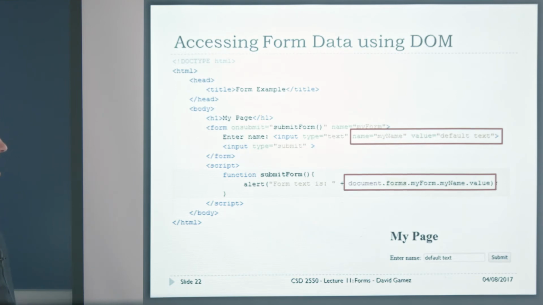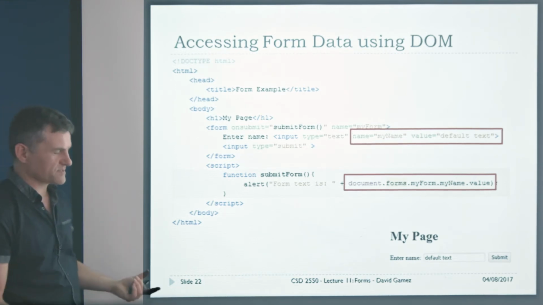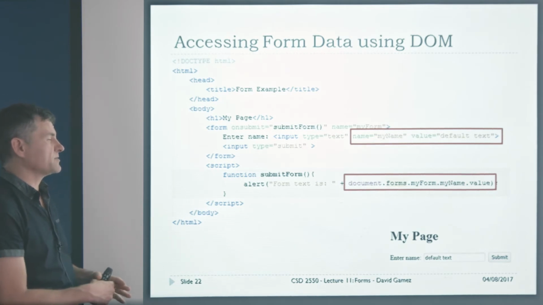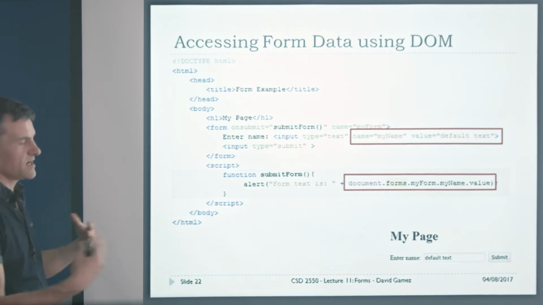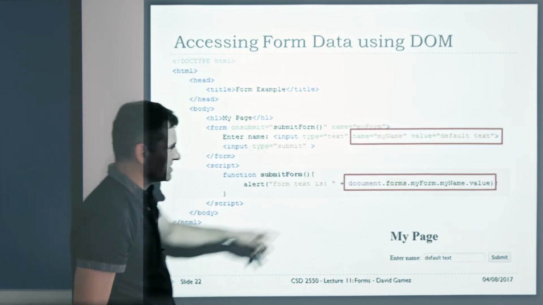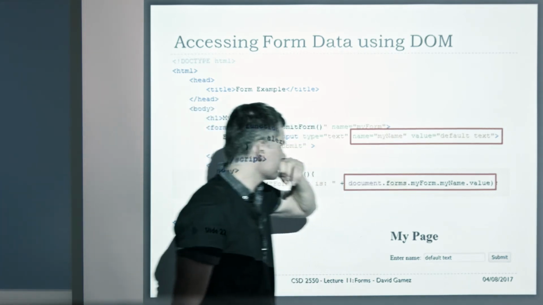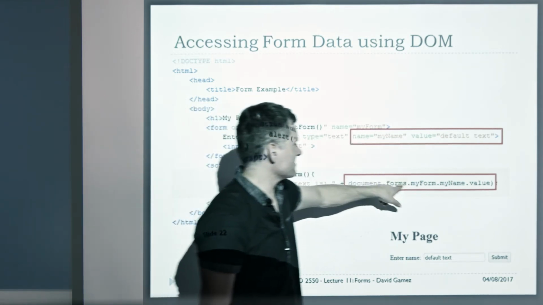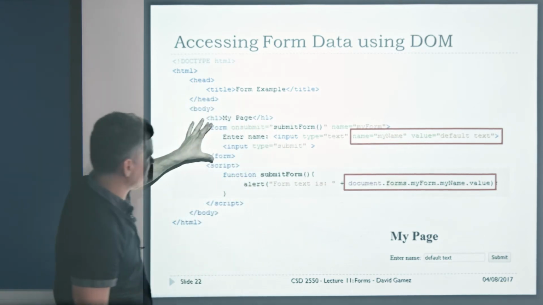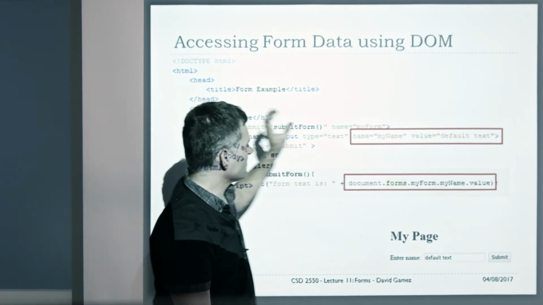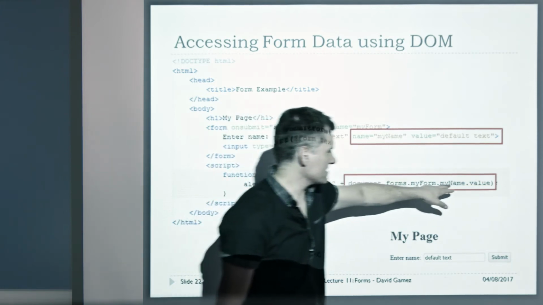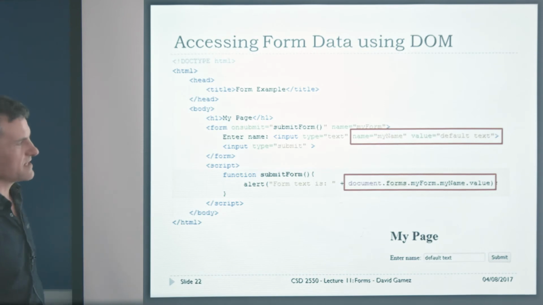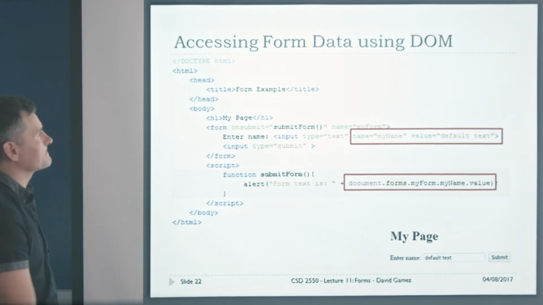Another way you could do it is that the document has a forms property, which is like an array of all the forms, or actually maybe an object, containing all the forms in the document. So all the forms in the page will be available by going document.forms. Now this form has a name, my form, so I can do document.forms my form, which will get me to this piece of HTML. Then inside the form, there's an input element called my name, so that gets me to the next bit here. And then value will let me get out the value of the data that the user's typed in down there.